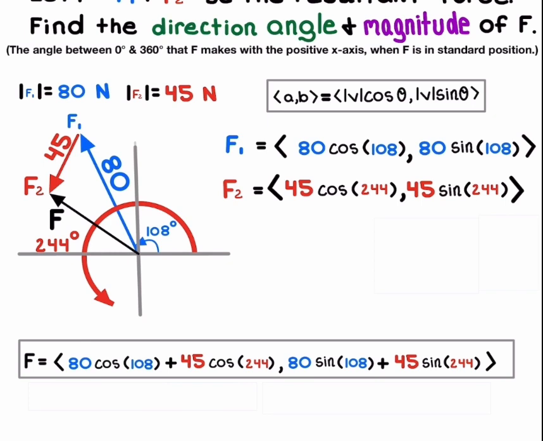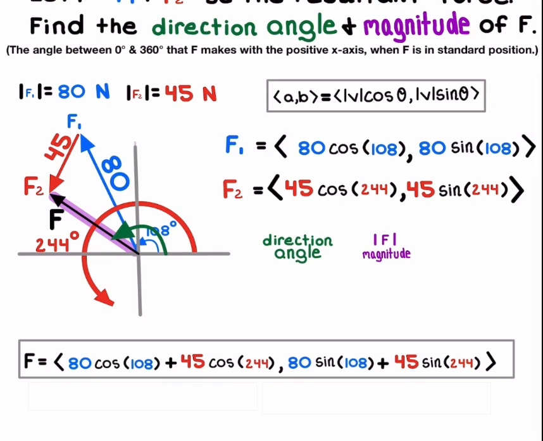F is the actual pathway that the object will take when these two forces are acting on it. Drawing the picture will help me know if my calculations in the end are reasonable. Let me draw in the direction angle of F and the magnitude of F. Drawing the picture, I can see that my vector F is in quadrant 2.